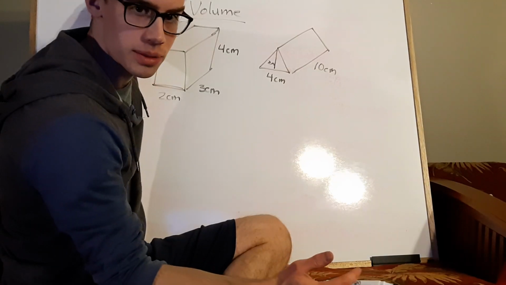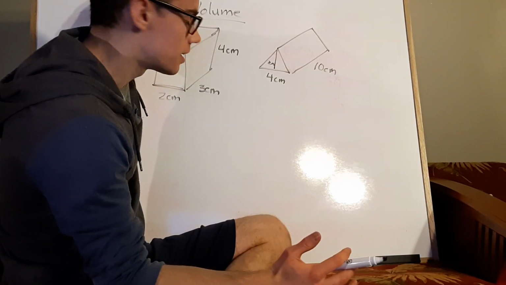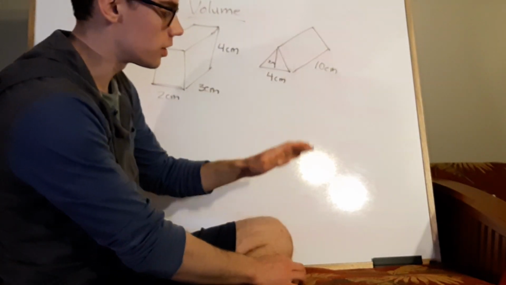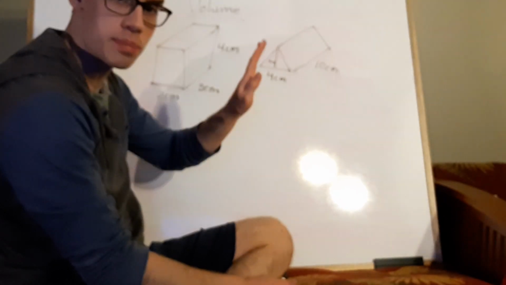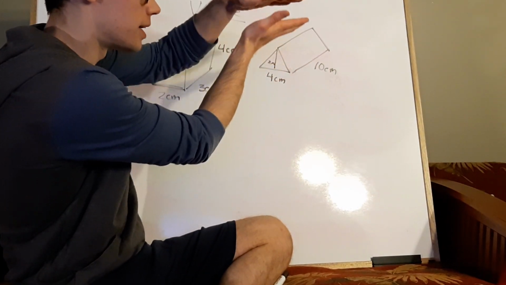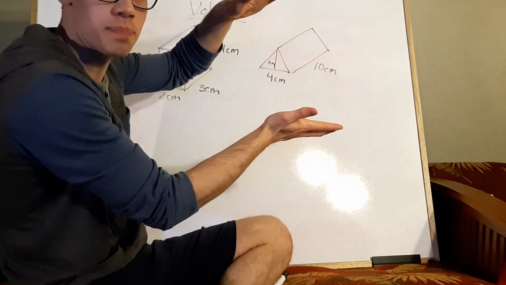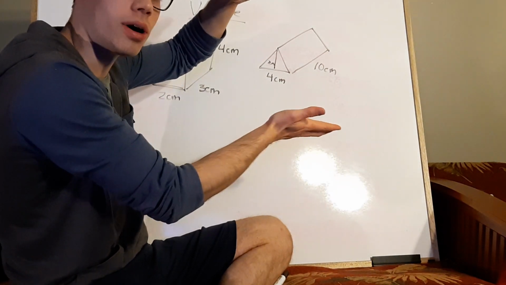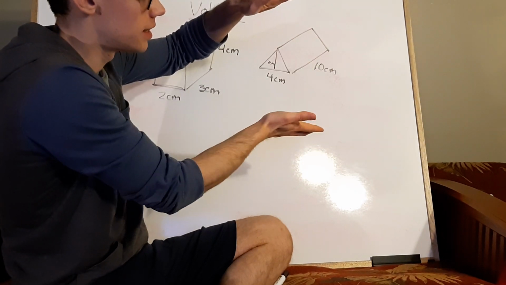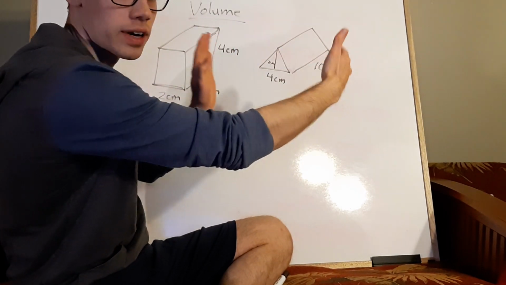So for prisms, again, the volume is just going to be, you can think of it as the volume of that front shape multiplied by the length, or multiplied by the height if you're finding the area of the top and the bottom. You're going to multiply it by the height or the length if you're finding the area of the front and the back.